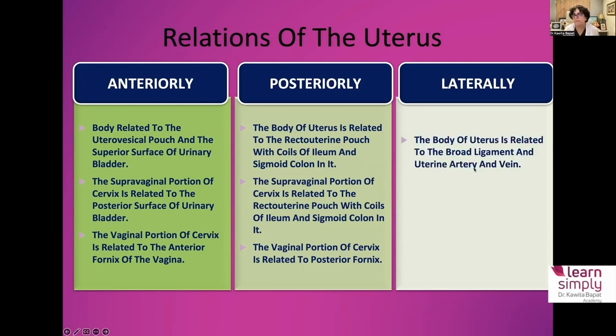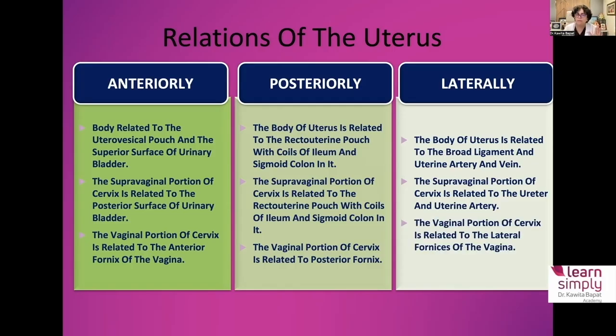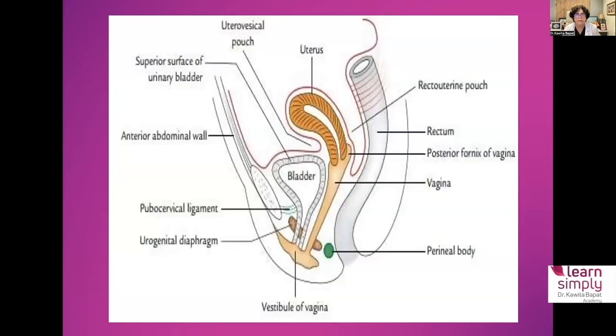Again, laterally, the body of the uterus is related to the broad ligament and the uterine artery. And again, laterally, the supravaginal portion of the cervix is related to the ureter and uterine artery, and the vaginal portion of the cervix is lateral to the lateral fornices. So, vaginal portion of the cervix, we are worried about the anterior fornix, posterior fornix, and the lateral fornices. Supravaginal portion of the cervix, we are worried about the posterior surface of the bladder, and the supravaginal portion of the cervix is related to the rectouterine pouch with the ileum and the sigmoid colon, and is related to the ureter and uterine artery.